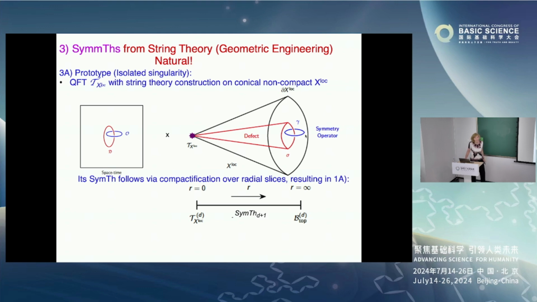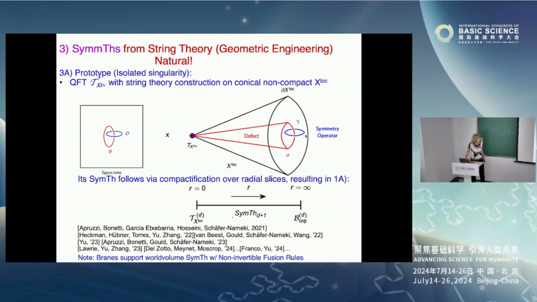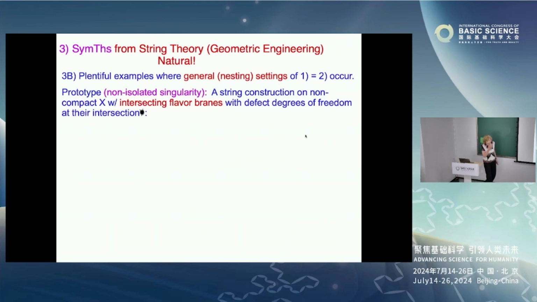Now, how about nesting? Actually, string theory again provides plenty of examples where we are dealing with general nestings. Namely, when we relate this nesting with the defects inside a bigger quantum field theory, this comes as a very natural interpretation in this case. So let me just highlight a prototype example. What we are dealing with now are non-isolated singularities.